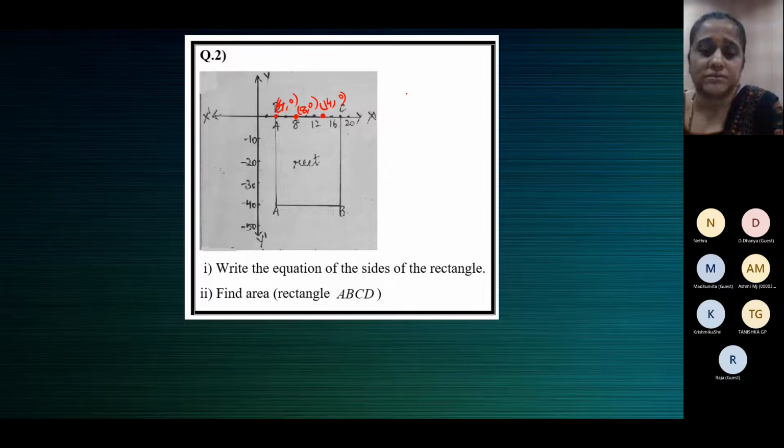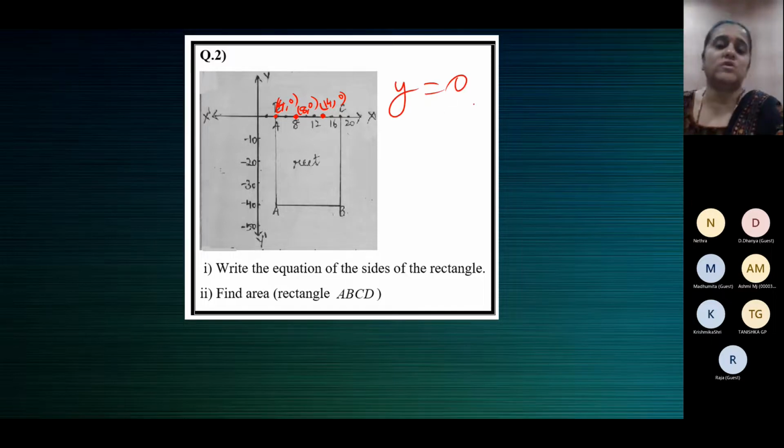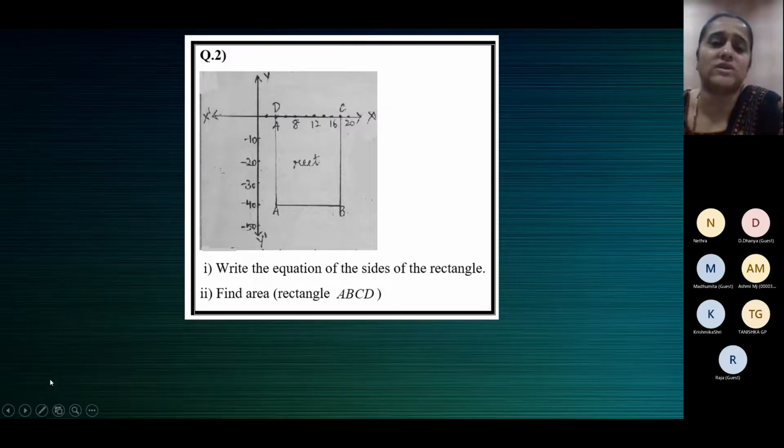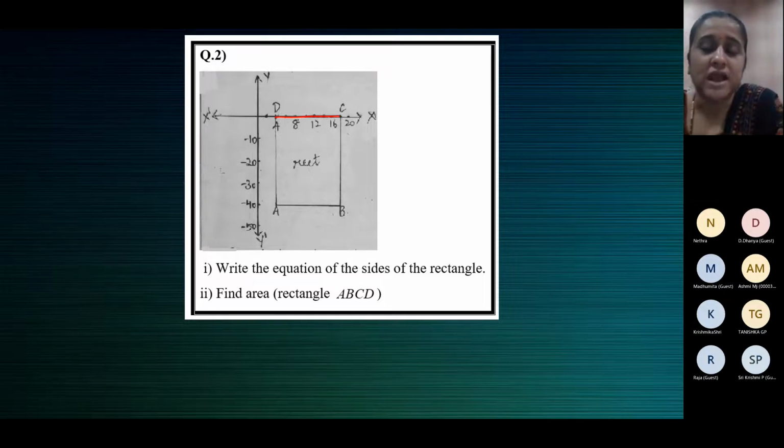What is a constant? Is the x coordinate a constant or the y coordinate a constant? Y coordinate. Y is always 0. So y is equal to 0 is the equation. And why? Because the side CD is on the x-axis, and we know that the equation of the x-axis is y is equal to 0. The side CD of the rectangle ABCD lies on the x-axis, which is also a line. That is why the equation of CD is also y is equal to 0.